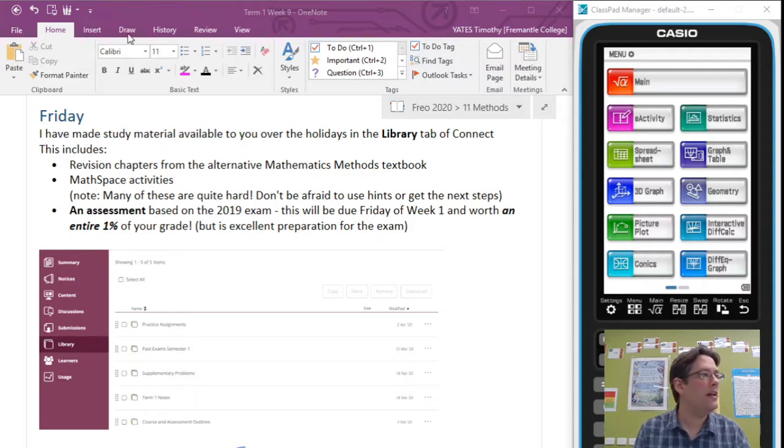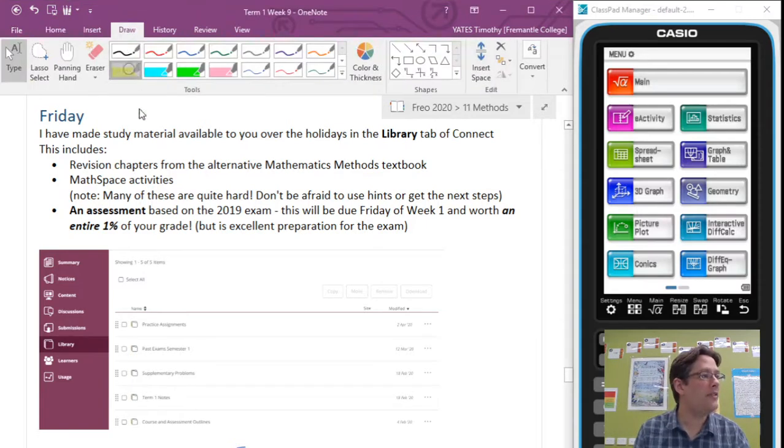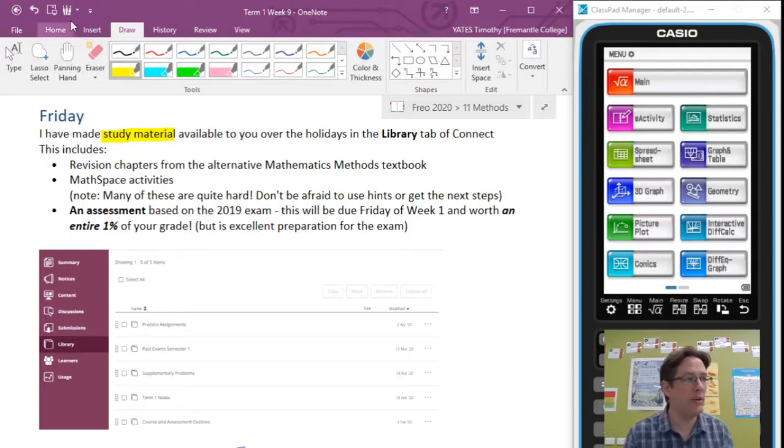Just so we're aware, I have made study material available to you over the holidays in the library tab of Connect. So if we go to Connect itself, it's the library tab, and we've got a whole bunch there. There are revision chapters from the Alternative Mathematics Methods textbook. And that will be in supplementary problems. So if you go to the supplementary problems folder, then you'll be able to find those ones.